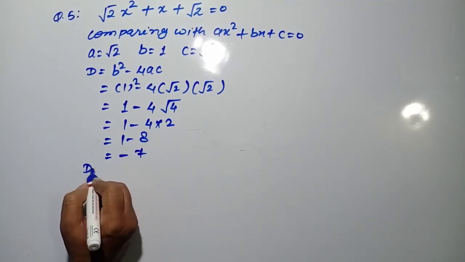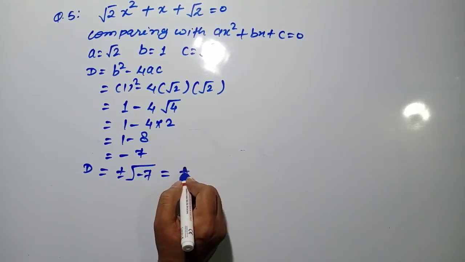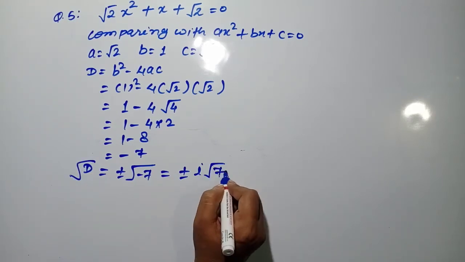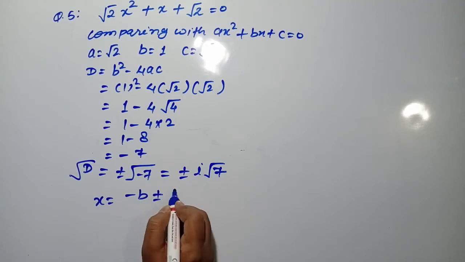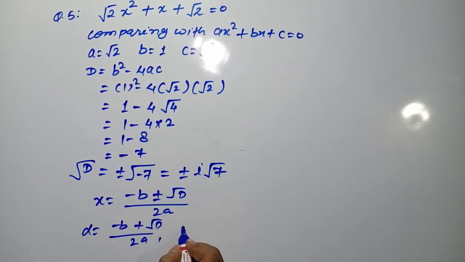So root D will be what? Plus minus root of minus 7. So we are getting the discriminant plus minus iota root 7. So x is minus b plus minus root D upon 2a. So alpha will be what? Minus b plus root D upon 2a, and beta will be what? Minus b minus root D upon 2a.